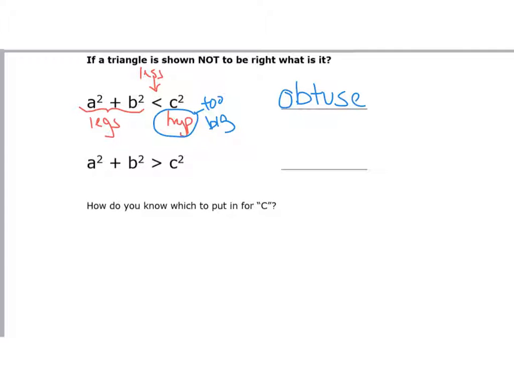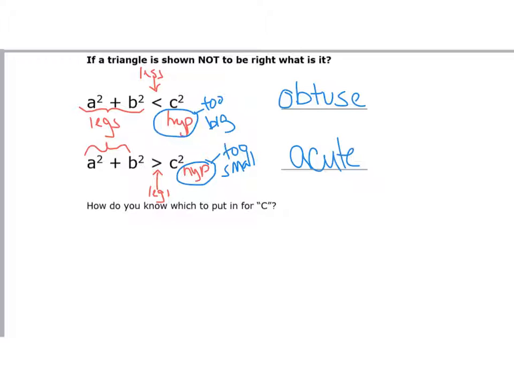Okay? And then if I look at the next section, if I end up here with a greater than, my legs are greater than the hypotenuse. That's going to mean my hypotenuse is across from an angle where my legs ended up being too long for it, or my hypotenuse is too small. It's too small to be across from a 90-degree angle, which means it's across from an acute angle.